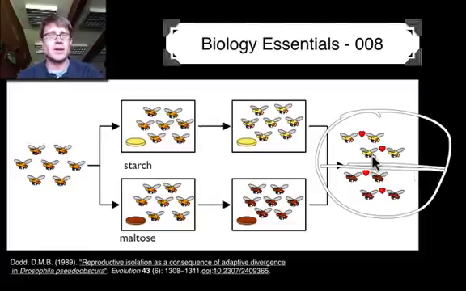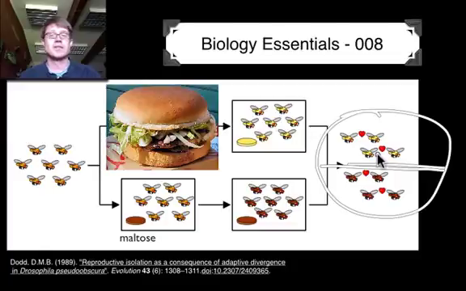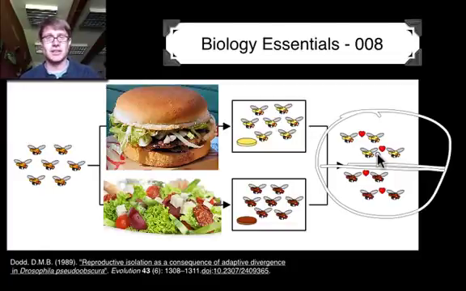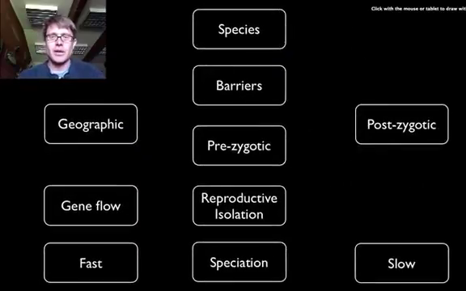It's weird. Imagine if we had a group of humans where some were eating hamburgers and the other ones were all vegetarians, and eventually they just wouldn't interbreed anymore. That's probably not going to happen. But in fruit flies, it did. And so this is what I'm going to talk about.